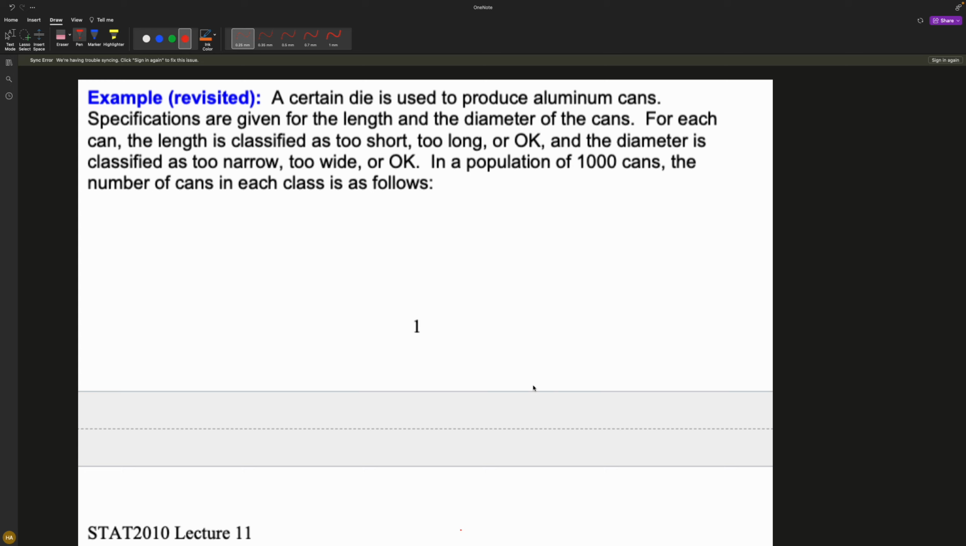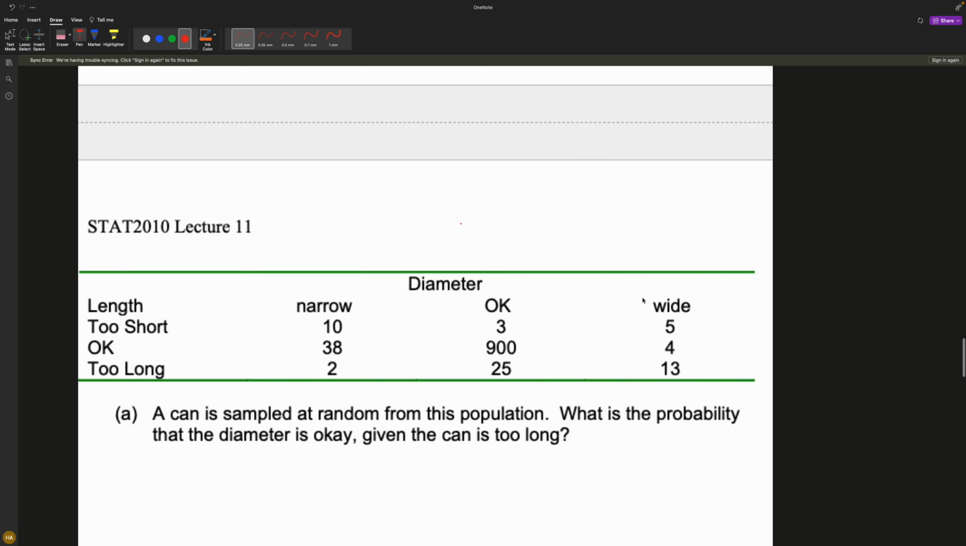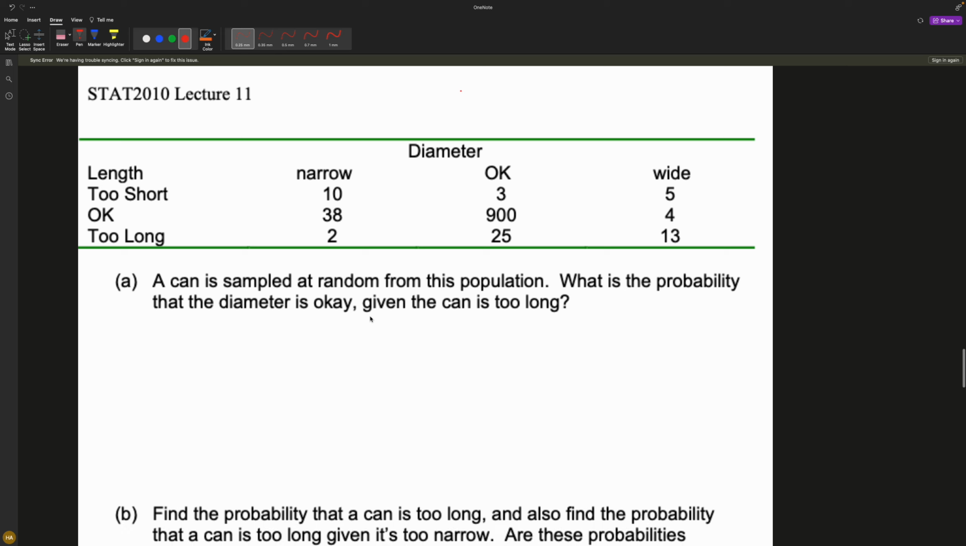Example, a certain die is used to produce aluminum cans. You don't really need to know this. We just know the population is 1,000, so we don't have to add all these up. Basically, somebody is manufacturing some cans, and the cans can either be narrow, so all these numbers under narrow, they're either okay or they're too wide. That's for the diameter. And then for the length, they can either be too short, which is everything here is too short. And so basically, the sweet spot they're looking for is this section, where the diameter is okay and the length is okay. Alright?